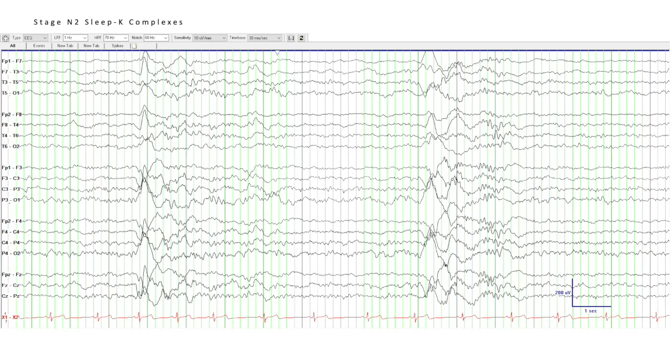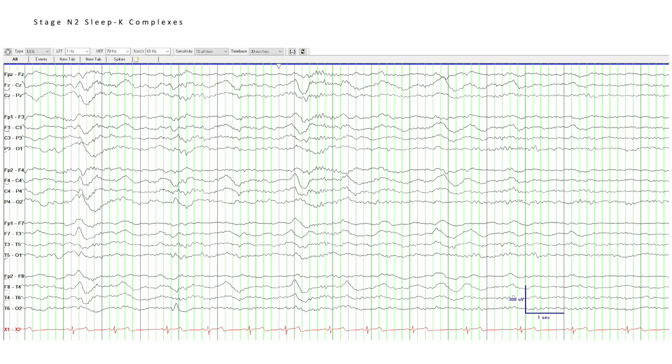Here's a further example of K complexes. Do you see them? Here are K complexes, again seen frontocentrally with intermixed sleep spindles. You can have intermixed spindle-like activity in K complexes. So be on the lookout for that and don't be alarmed by it.